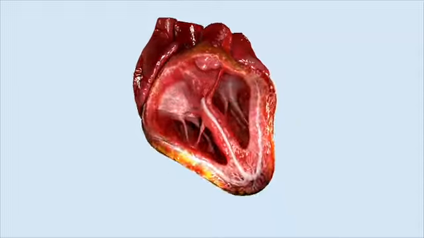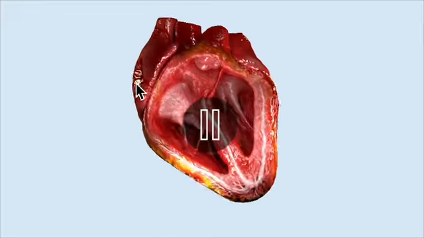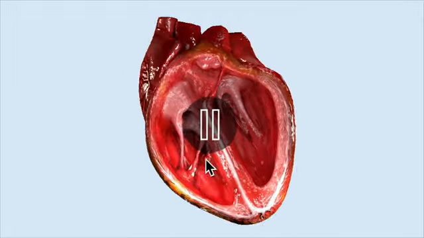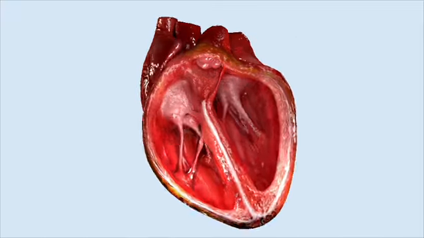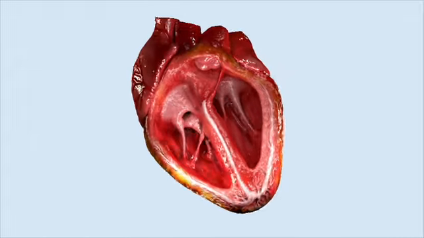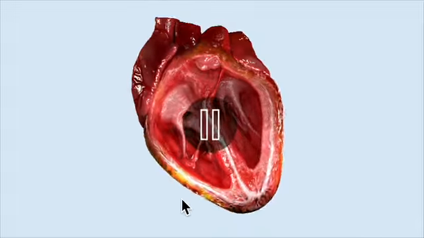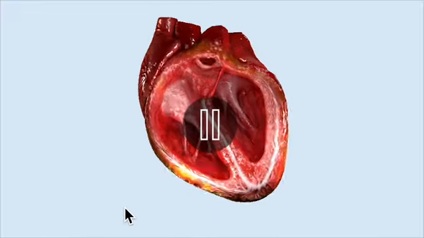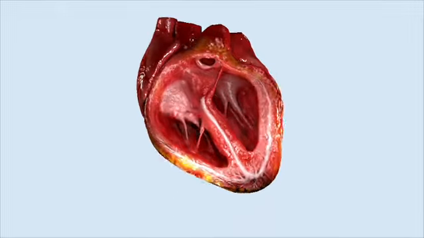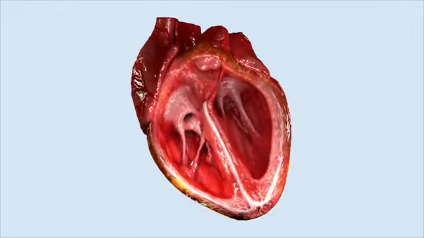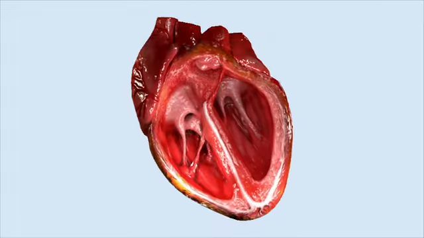So, the main role of these valves is to prevent blood from moving backwards. We want blood to be maintained in one direction, moving forward through the heart and the cardiovascular system. And the valves prevent the backflow of blood. They will actually snap shut, as we can see, when the ventricle contracts, to prevent blood from flowing backward when the ventricle contracts.